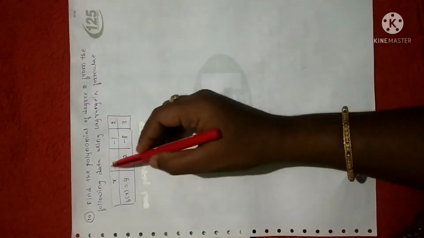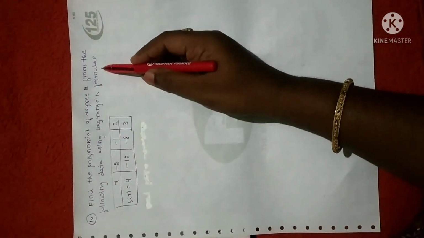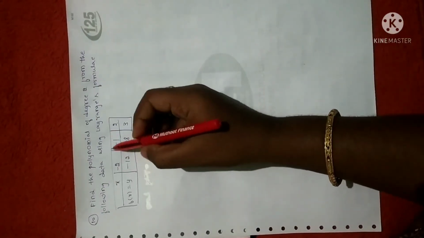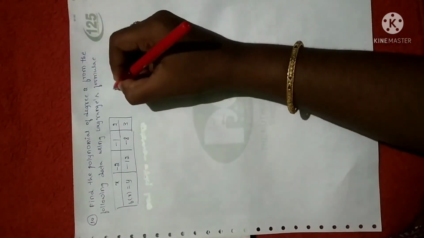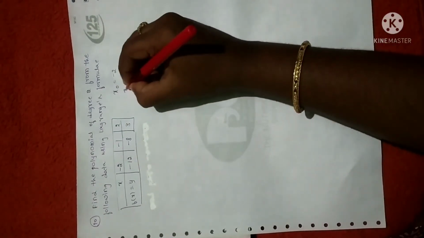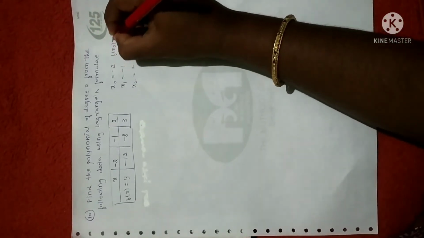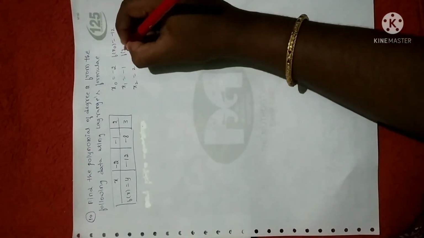This is the next question. Find the polynomial of degree 2 from the following data using Lagrange's formula. So here you can clearly note that we have mainly 3 points x0, x1 and x2. So we need to apply Lagrange 3-point formula. So anyhow, remembering the formula is the same. So x0 is minus 2, x1 is minus 1, x2 is 2. So f of x0 is minus 12 and f of x1 is minus 8, f of x2 is 3. I have listed the terms given in the problem.